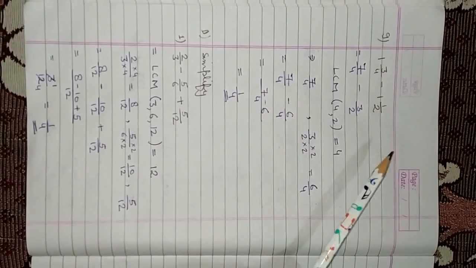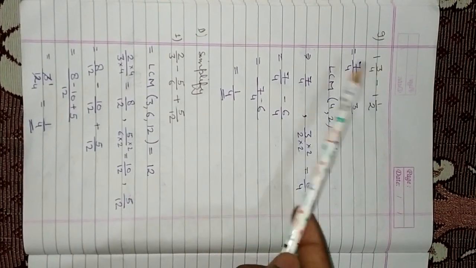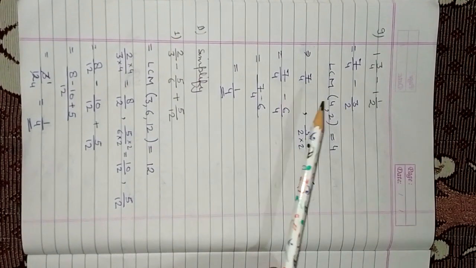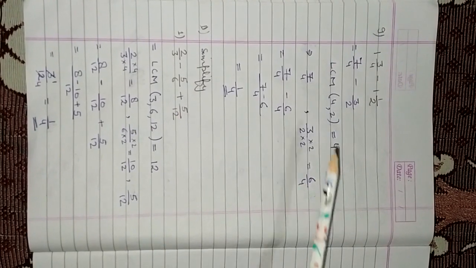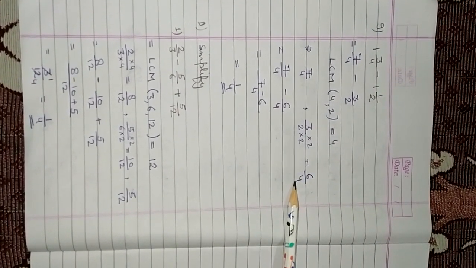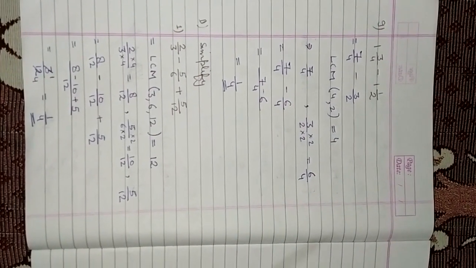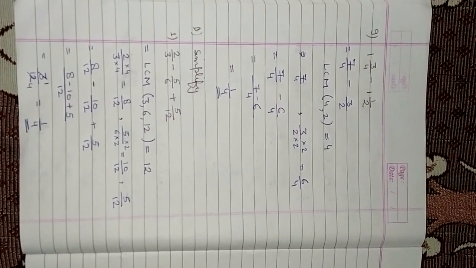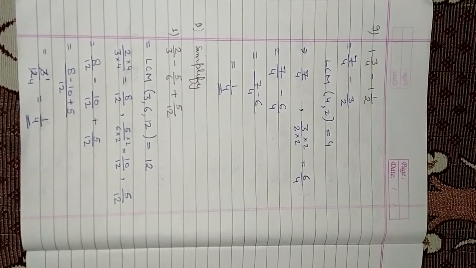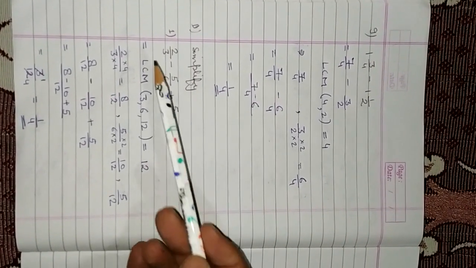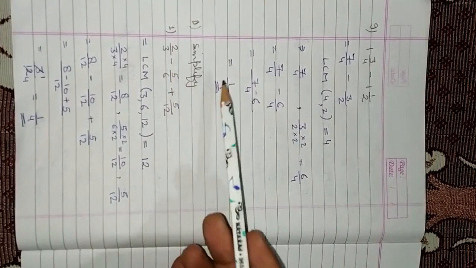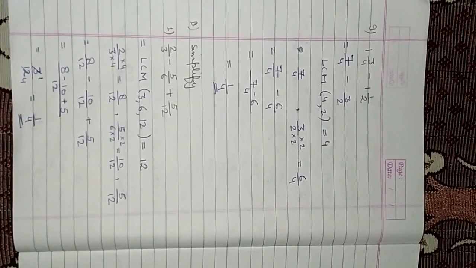Question number 9, same. First convert the mixed fraction into an improper fraction, then find the LCM and make the fractions like. Okay. Then subtract. Now D part. Simplify. 2 by 3 minus 5 by 6 plus 5 by 2. Simplify means we have to subtract and add. We have to do the subtraction and addition in the same question.